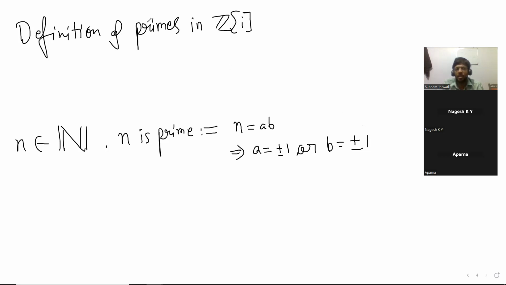Okay, now the question is whether we can take that definition of primes here. In Z[i], what happens if you take that definition? Is 2 a prime in Z[i]?